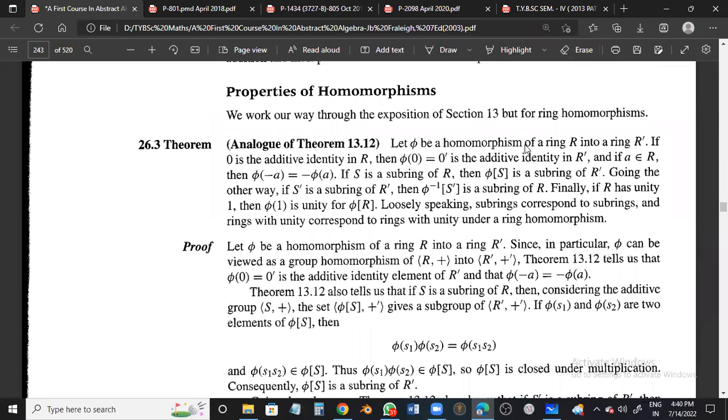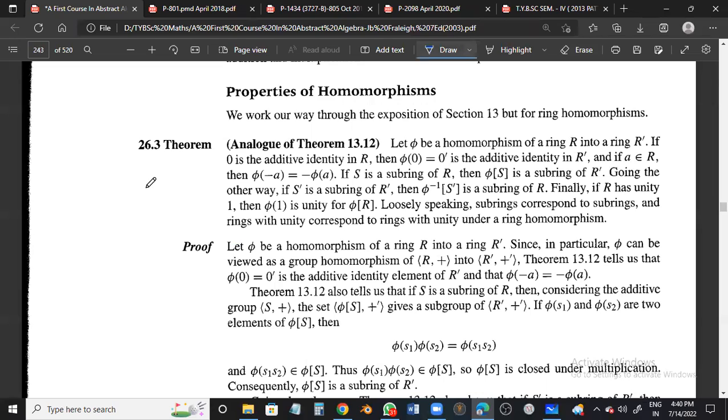See, there are a few properties of homomorphisms. So let us deal with the theorem. See, phi is a homomorphism of a ring R into a ring R dash. If 0 is the additive identity in R, then phi of 0 is 0 dash. 0 dash is the additive identity in R dash.